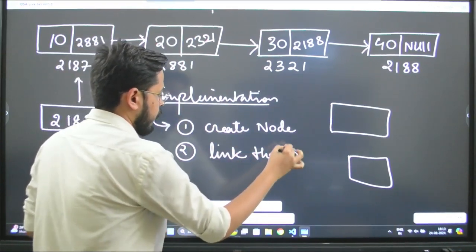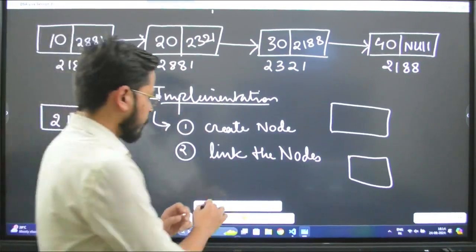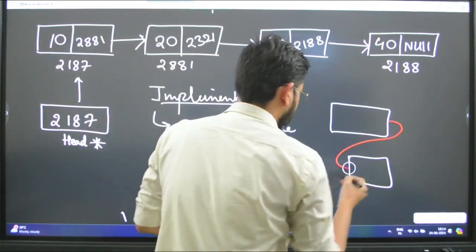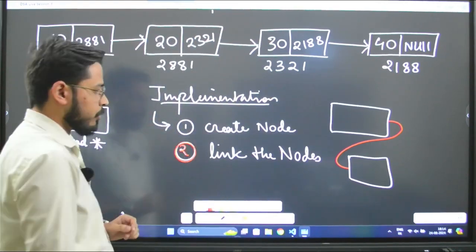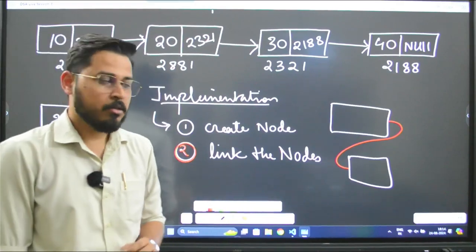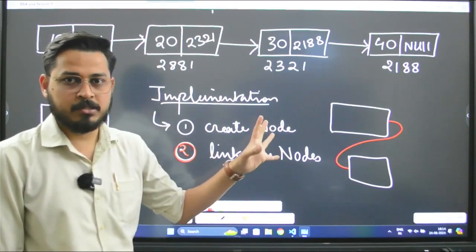Link the nodes. These will be my two major steps. So first step this, and second step this. First step, and this is going to be the second step. Okay, understood? This is going to be it, the implementation steps.